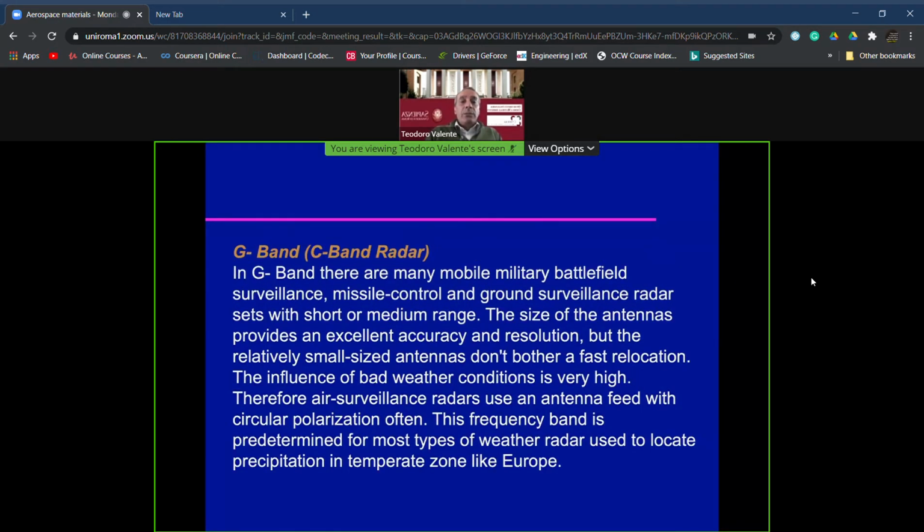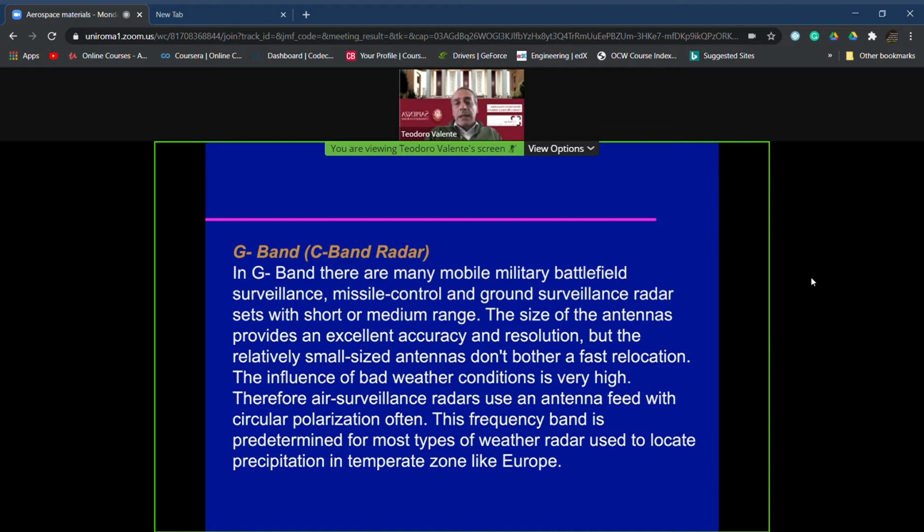The G band, which corresponds more or less to the C band radar, hosts many of the mobile, non-civil applications, as in missile control and ground surveillance, with short or medium range. In this case, due to the size of the antenna, we have very good accuracy and resolution, and the small antenna size allows a fast relocation.